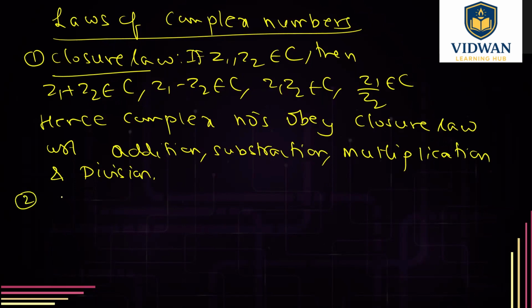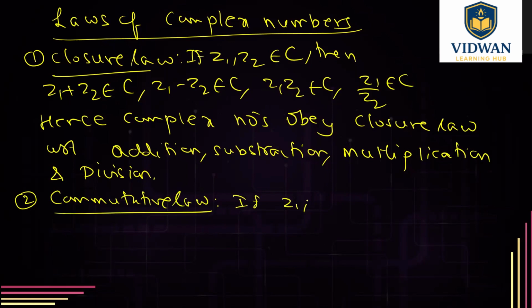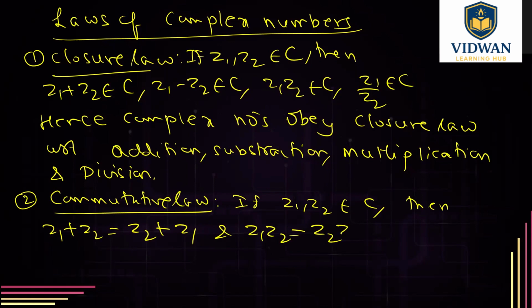The next law that we have is the commutative law. This is valid for addition as well as multiplication. It states that if Z1 and Z2 belong to the set of complex numbers, then Z1 plus Z2 is the same as Z2 plus Z1. If you change the order of addition, the value will remain the same. Similarly for multiplication, if you change the order, the product would remain the same. This is called the commutative law of complex numbers, and with two complex numbers, we write this.